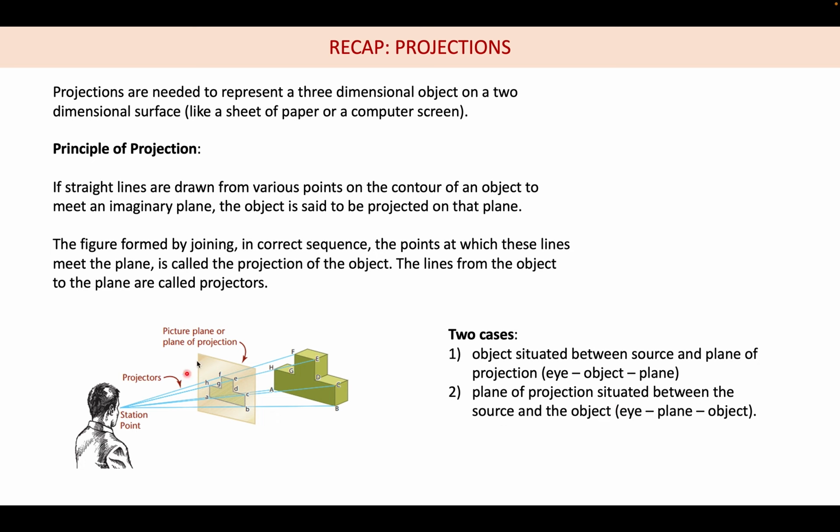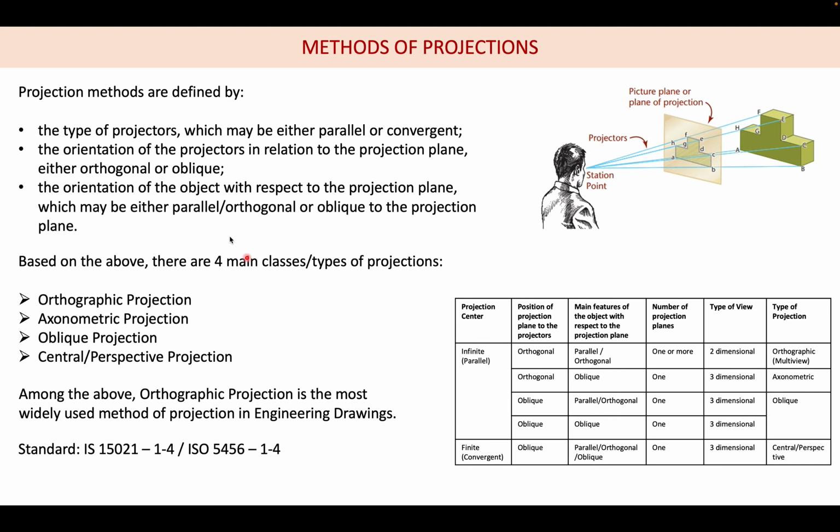So in this we can see that it is the second case, which means that the plane of projection is situated in between the observer and the object. We also saw in the methods of projection that there are three ways by which we can define our projection method. One criterion is the type of projectors. They may be parallel or convergent. In this case you can see that the projectors are not parallel, rather they are convergent towards the observer. So this comes under the convergent.